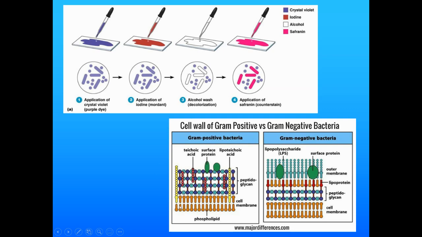Gram-positive bacteria, their cell wall, not cell membrane, their cell wall looks like this. It's got a thick peptidoglycan layer. Gram-negative bacteria also have a peptidoglycan layer, but it's much, much thinner. And they have lipopolysaccharides on the outer membrane, which actually are a problem with gram-negative bacteria. So gram-positive bacteria are things like your Streptococcus and your Staphylococcus.